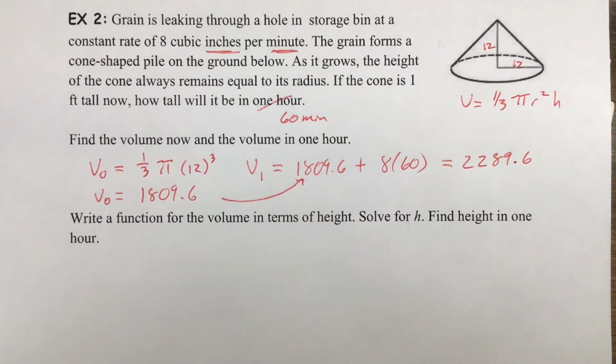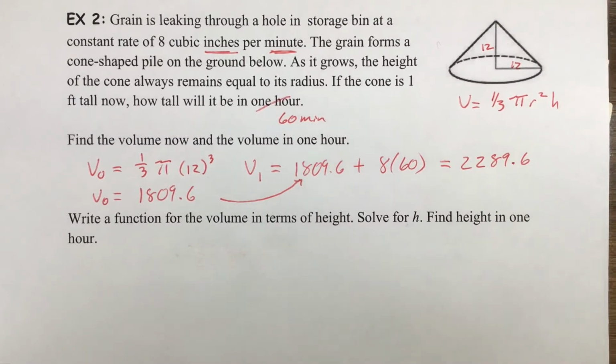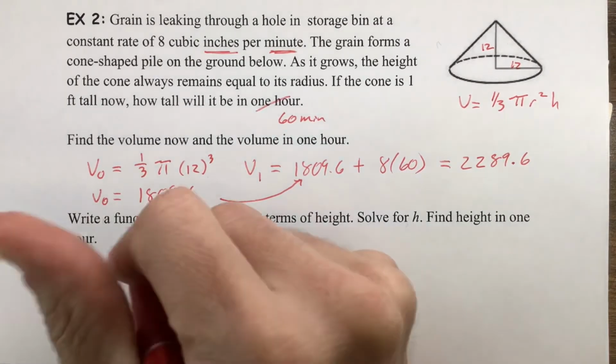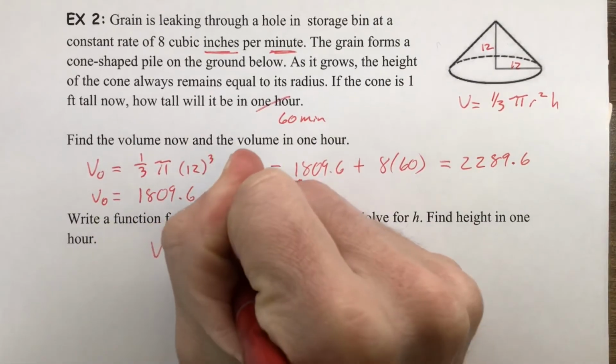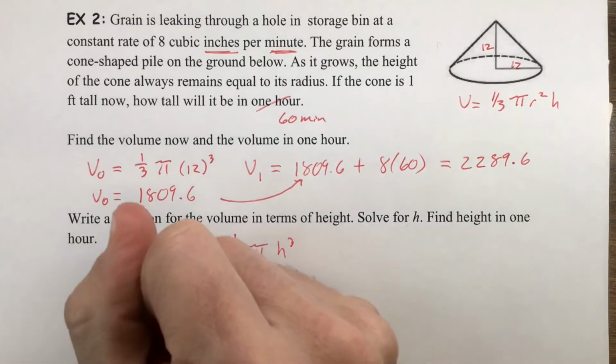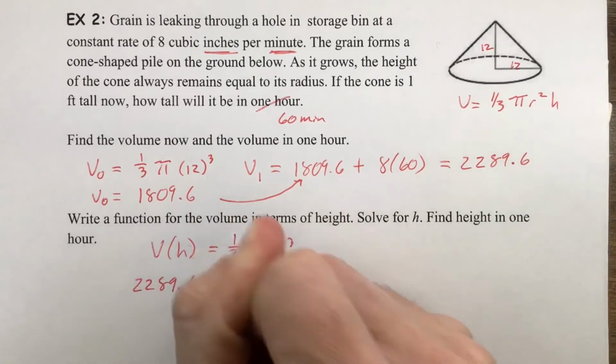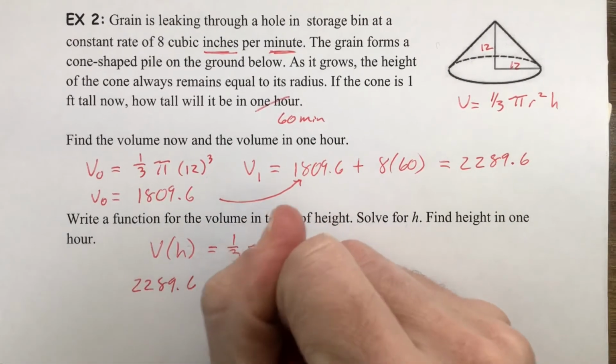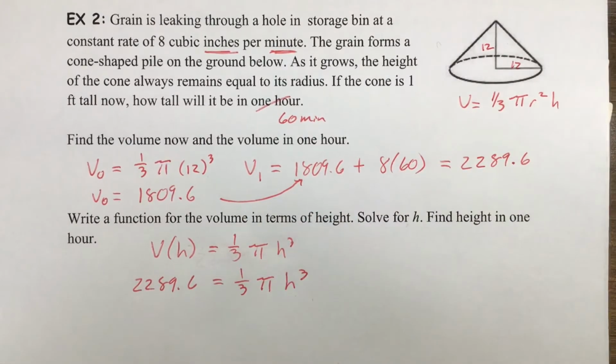For our second part, we're going to think about how we use that. We're going to write a function for the volume in terms of height. We'll then solve for the height, and that'll answer the question. Let's just start with our volume formula in terms of h. V of h is going to be equal to 1/3 pi. It would normally be r squared times h, but r is going to be h, so we get h cubed. Now we know our current volume, which is 2,089.6. So we'll set that equal to 1/3 pi h cubed and solve that. To solve it, we're going to multiply by 3, divide by pi, then take a cubic root.